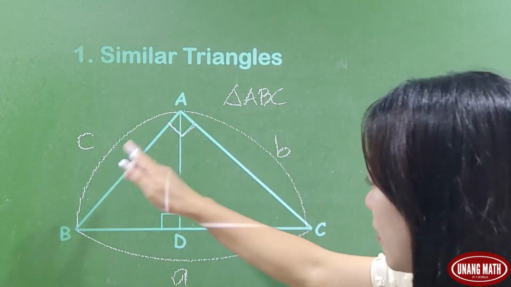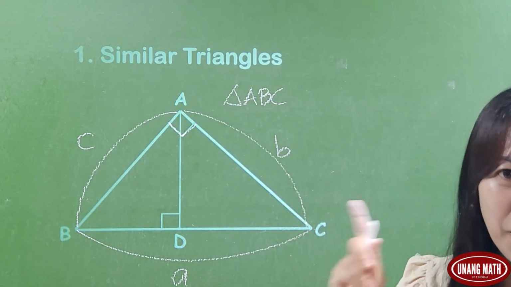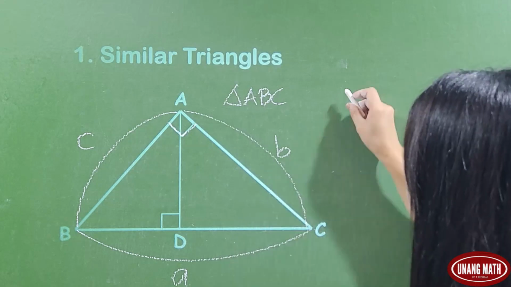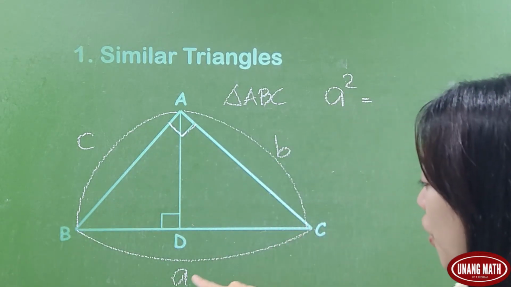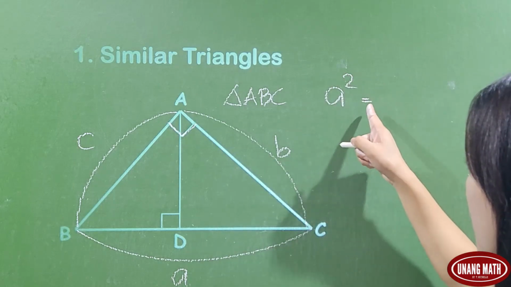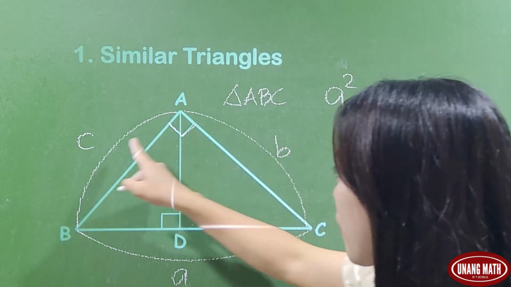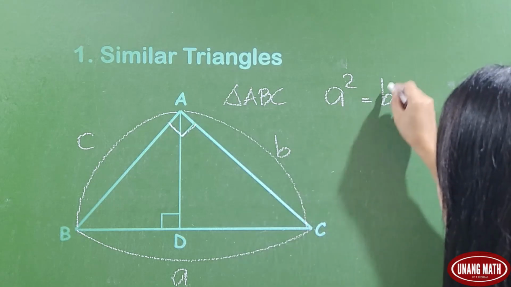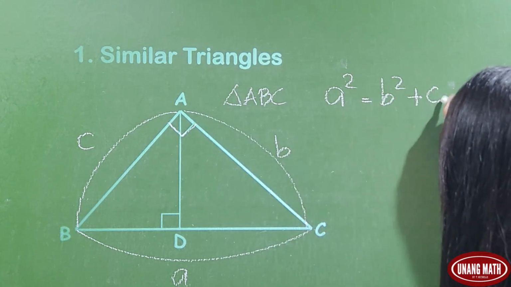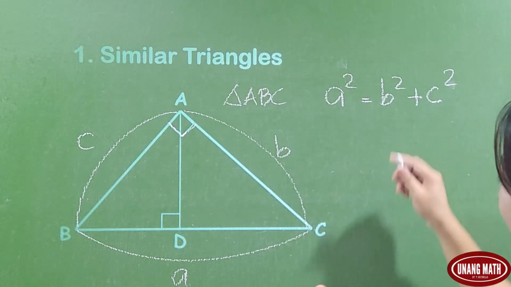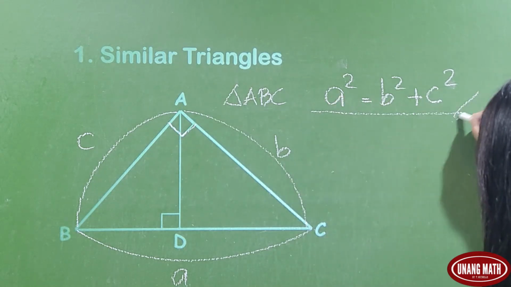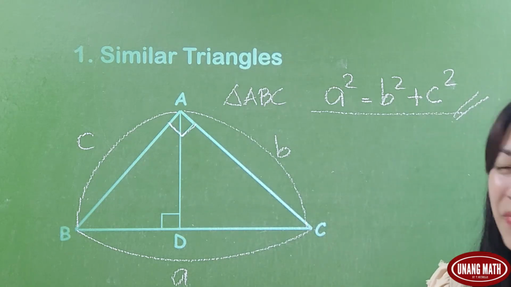So in this right triangle, the Pythagorean theorem would be a squared, because this is our hypotenuse. So a squared would be equal to the sum of the squares of the other two sides, so b squared plus c squared. Now, let's prove that this is correct.